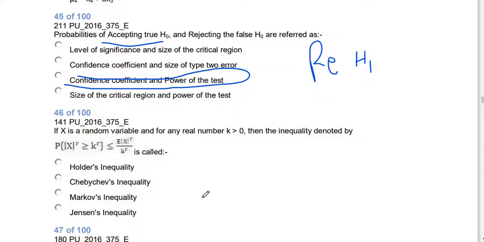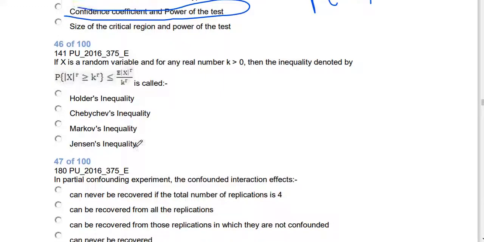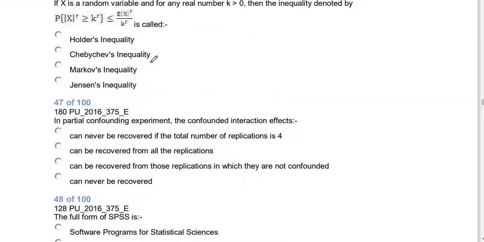This is a well-known result that is called Chebyshev inequality, where x bar minus mu is there. Options: Holder's inequality, Markov's inequality, Jensen's inequality. I think Jensen's or Markov's. You can refer to the book, that is a standard result.